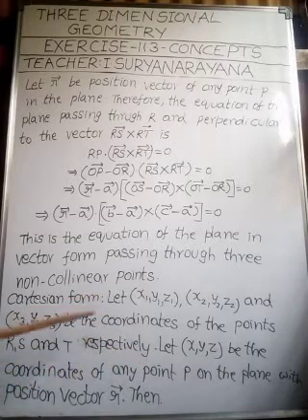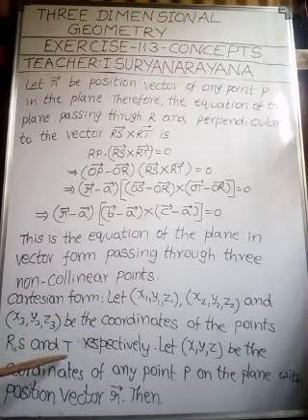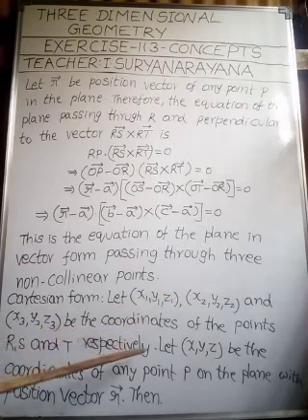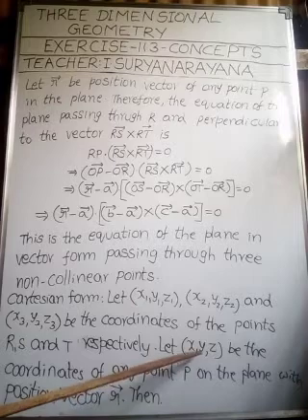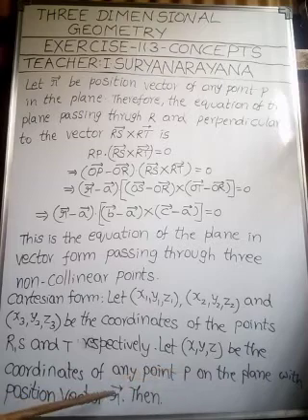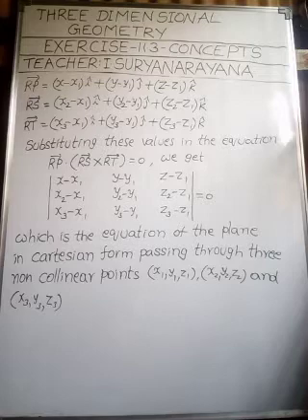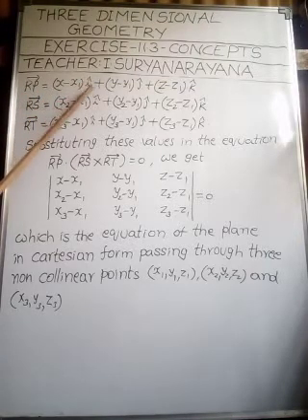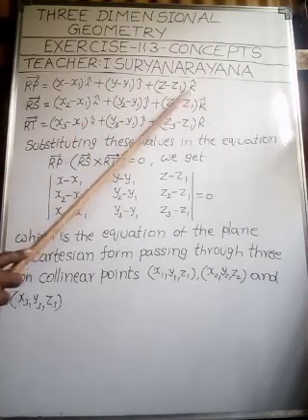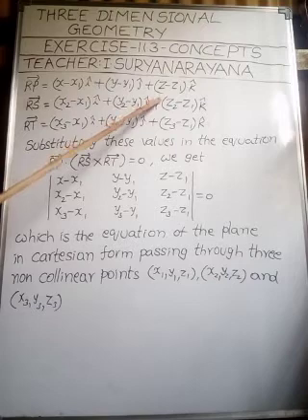If you take the coordinates of the points R, S, T in terms of x, y, z coordinates. Okay, my children, let x, y, z be the coordinates of any point P on the plane with the position vector r bar. Then RP bar is equal to (x minus x1) i cap plus (y minus y1) j cap plus (z minus z1) k cap. Okay, my children, understood this step.